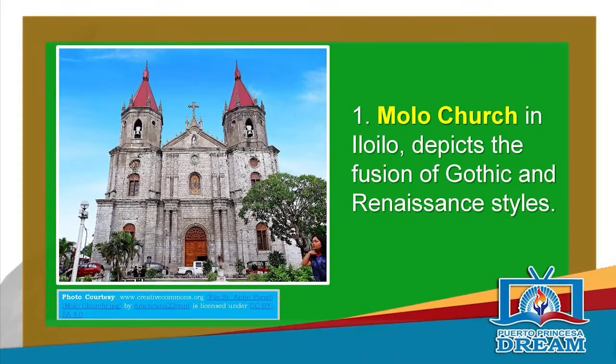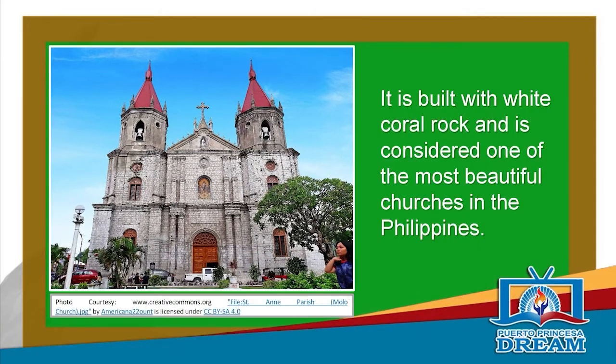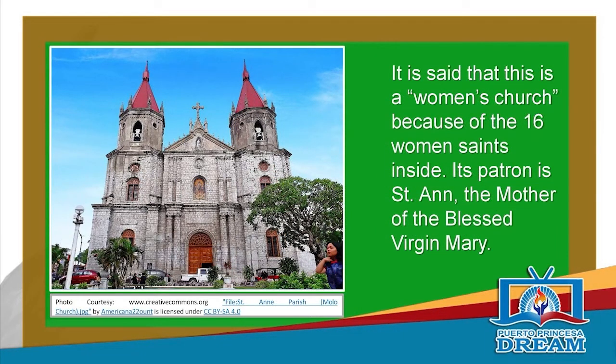Molo Church in Iloilo depicts the fusion of Gothic and Renaissance styles. The spires of the two towers of the church, and the interior elements such as the altar and the pulpits, show the Gothic characteristics of the church. It is built with white coral rock and is considered one of the most beautiful churches in the Philippines. It is said that this is a women's church because of the 16 women saints inside. Its patron saint is Saint Anne, the mother of the Blessed Virgin Mary.